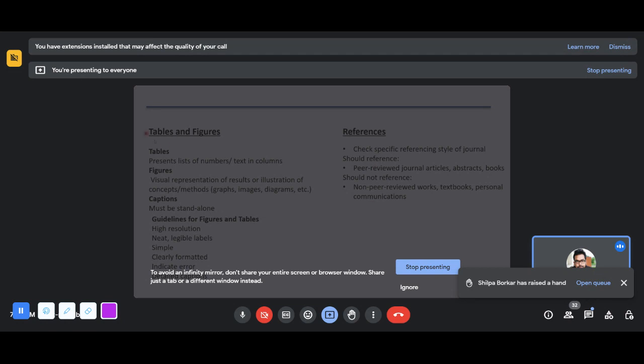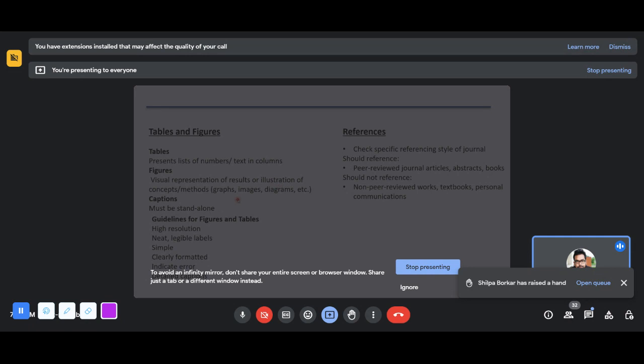Then in figures, in most of the cases, in communication papers, there is a restriction of 4 figures. In some, as I was saying, for the Nature group papers, there are no such restrictions. You can put as many figures as you can. Okay, so there will be, let's say, figure one, figure two, figure three, figure four. So 4 figures is the standard format.